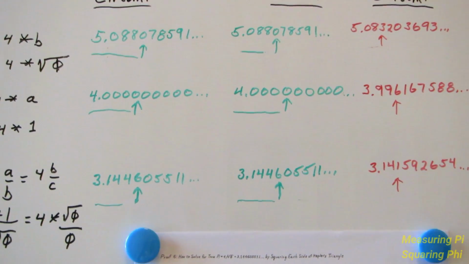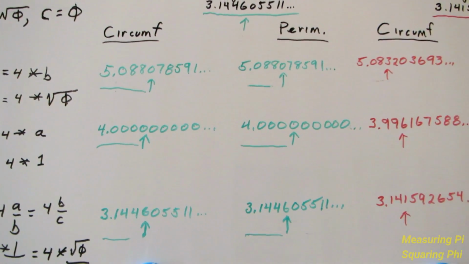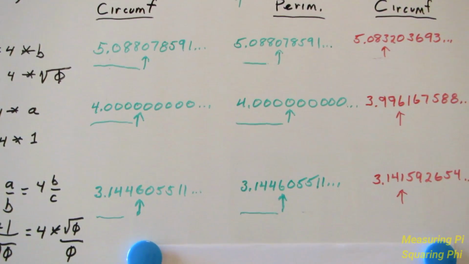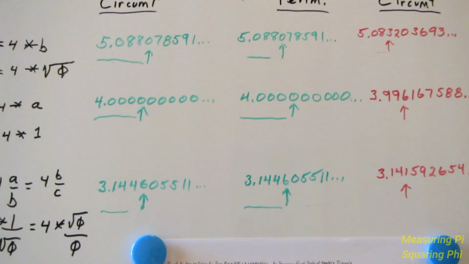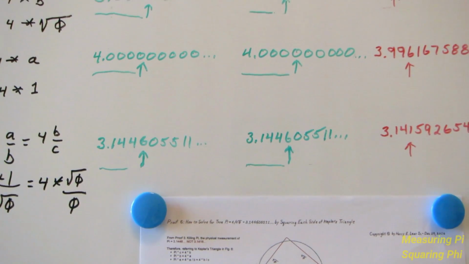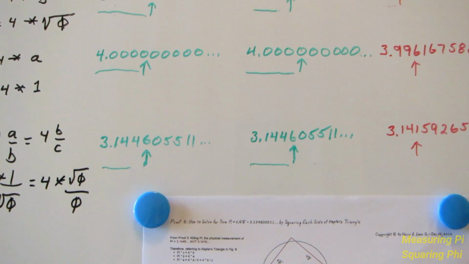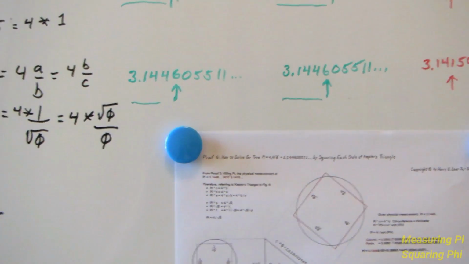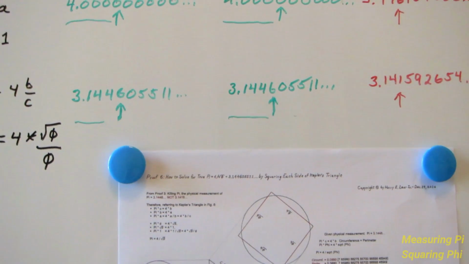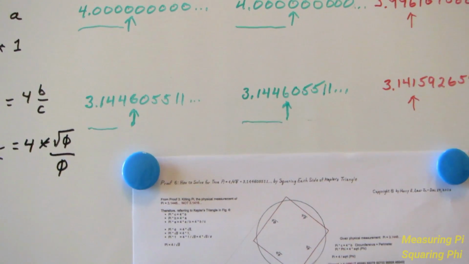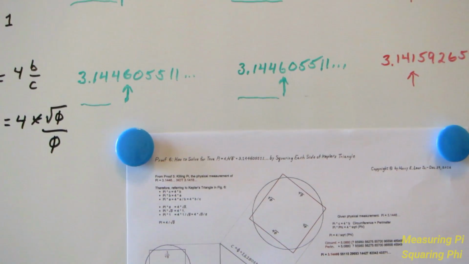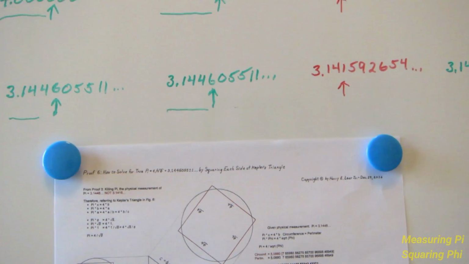And if you carry that out to 30, 40 decimal places, you will find that in the first case, the numbers 5.0880, etc., are exactly equal. The same for the second case, in which the circumference equals the perimeter of 4.000 out to 30, 40 decimal places. In the third case in our discussion here of squaring the sides, the circumference is 3.144605511, which happens to be pi, and so is the perimeter.